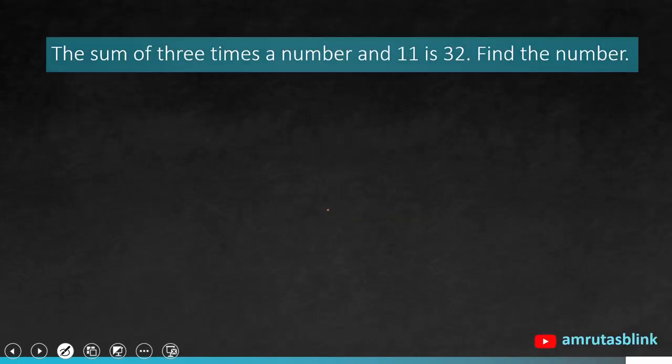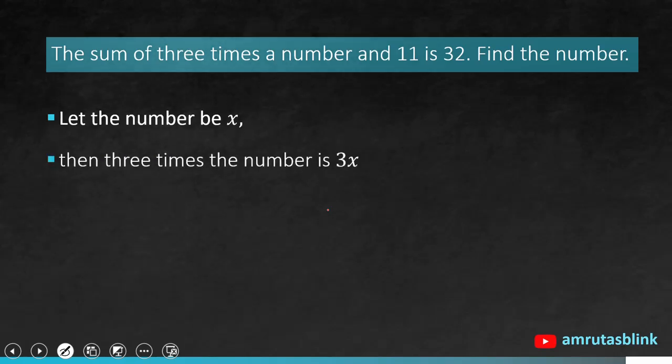Example 18. The sum of 3 times of a number and 11 is 32. Find the number. Now we need to find out the number. So we will just assume that number as x. Let the number be x. 3 times of a number will be 3x.